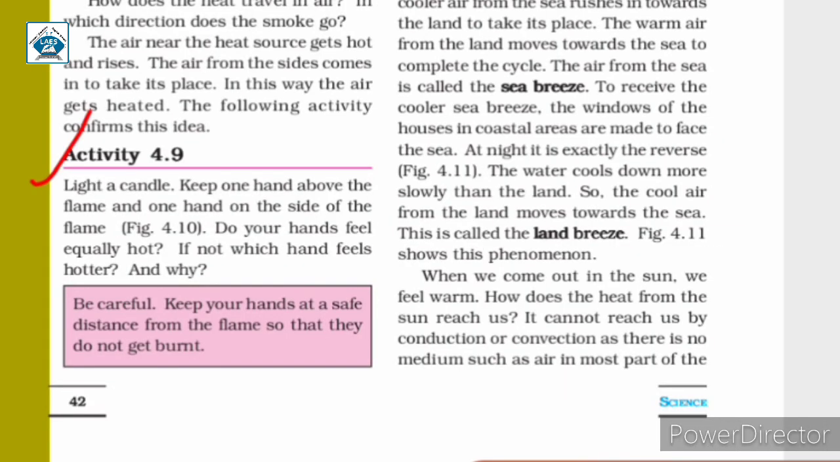Activity 4.9. Light a candle. Keep one hand above the flame and one hand on the side of the flame. Do your hands feel equally hot? If not, which hand feels hotter and why? Be careful, keep your hands at a safe distance from the flame so that they do not get burnt.